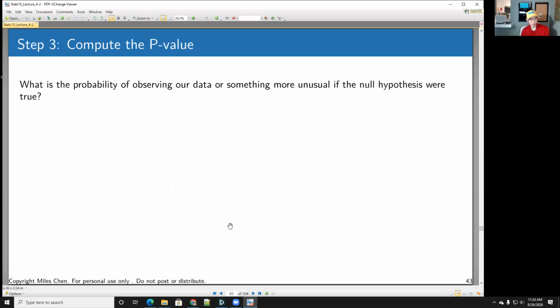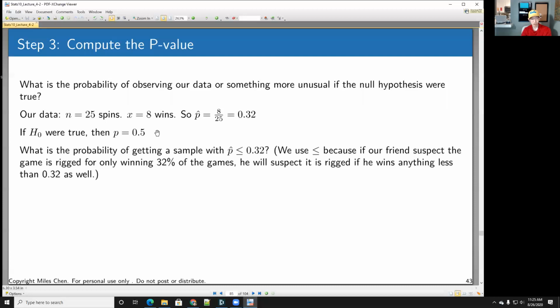Okay, so what we want to do is calculate the p-value. The p-value is the probability of getting our data, which is 8 wins, or something more unusual. So that would be 8 wins or less if the null hypothesis were true, if the game were fair. Our data is we won only 8 times out of 25. We got a p-hat of 0.32, since 8 divided by 25 is 0.32. If the null hypothesis were true, we expect our p-hat to be around 50%. And so we want to know the probability of getting a sample where p-hat is 32% or less.